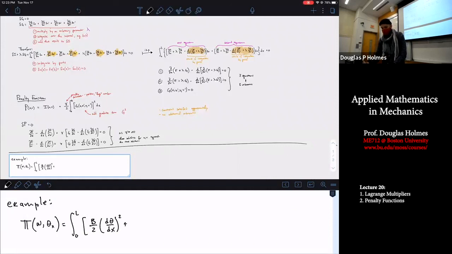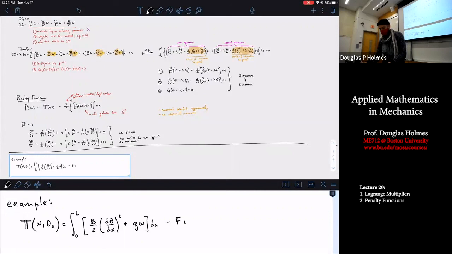And we'll say there could also be a distributed load that acts to deflect the object. Not gravity, sorry. It could be a force per unit length on the beam. So maybe you have a beam and you have some water resting on top of it. And maybe there's also a shear force being applied vertically at the edge of the beam.